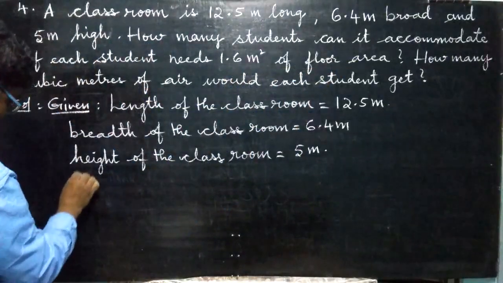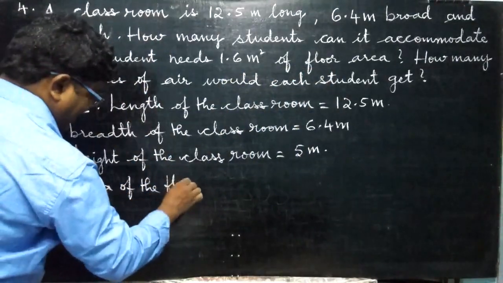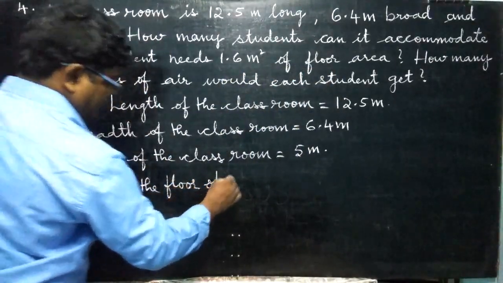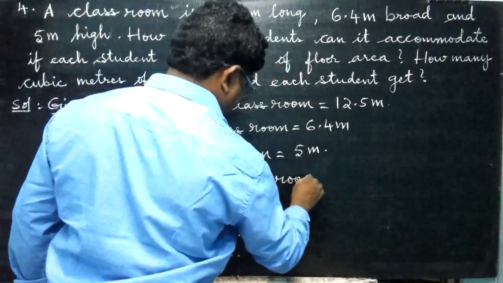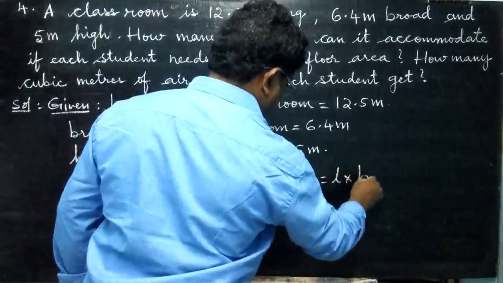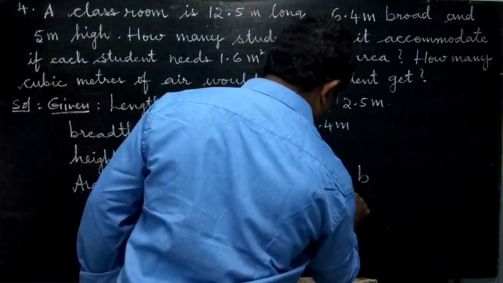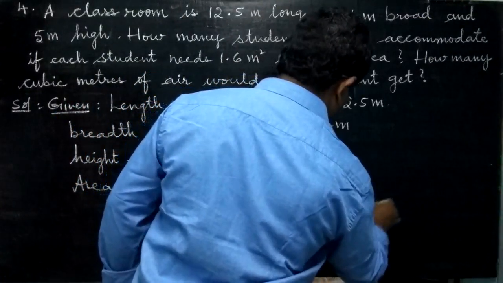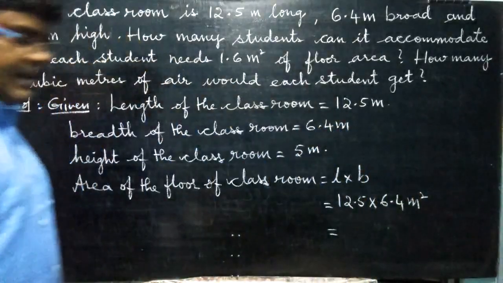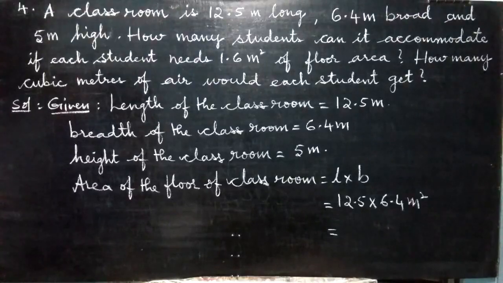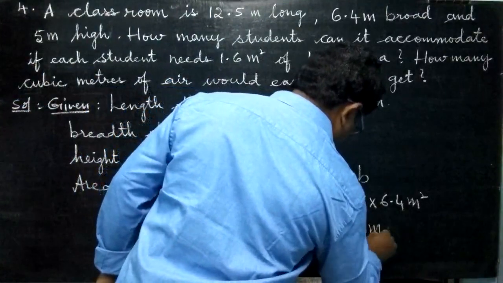So, first we will find the area of the floor of the classroom. Area of the classroom, length into breadth, L into B, that is equal to 12.5 into 6.4 meters square. Multiply carefully. How much you get? 80 meters square.